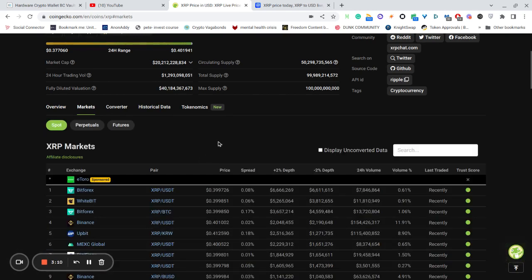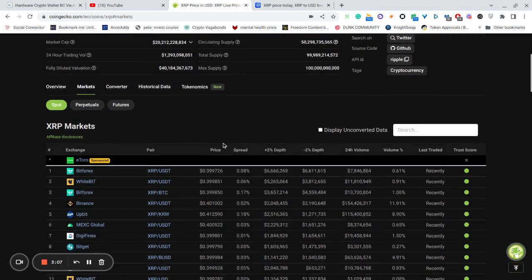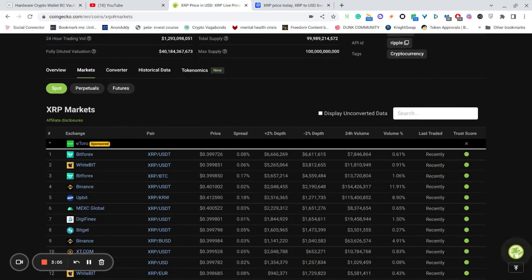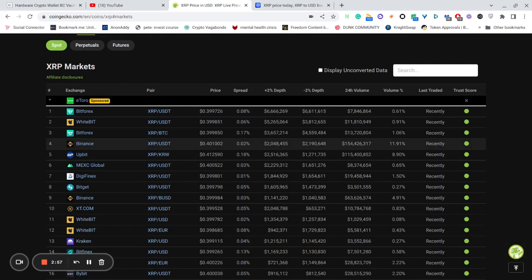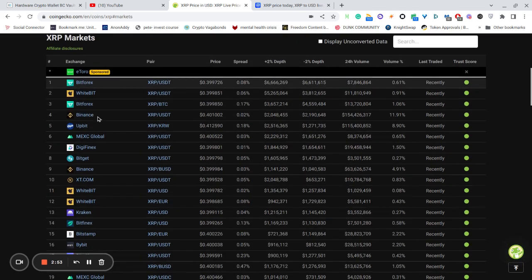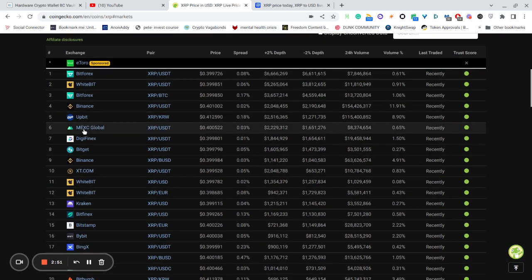And here we are. So this is all the exchanges that currently hold XRP. One of the things with XRP is, due to the lawsuit with the SEC, many exchanges delisted it. But we can see that Binance has it. These other exchanges, a lot of these I don't really know. MEXC, I have heard of them, never used them.